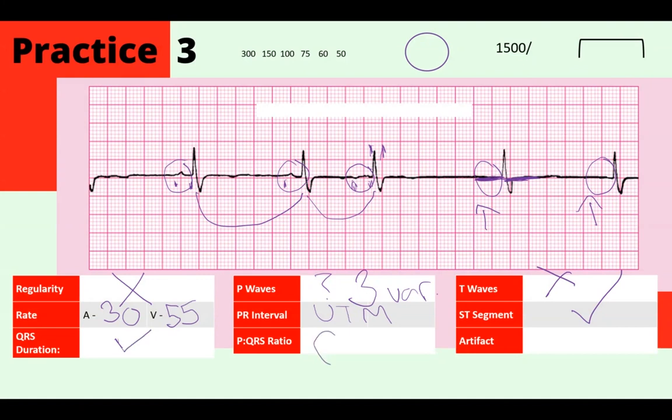Our P to QRS ratio, we already calculated. We have too many QRS complexes. An artifact? Not really. This is a pretty flat baseline, so there is no artifact, so that's good. So what do we have abnormal? We have an irregular rhythm that is too slow with too many different kinds of P waves. When we're talking about 3 or more different variations in P waves, you should be thinking wandering atrial pacemaker. So we have too many sites of the heart trying to control this rhythm.